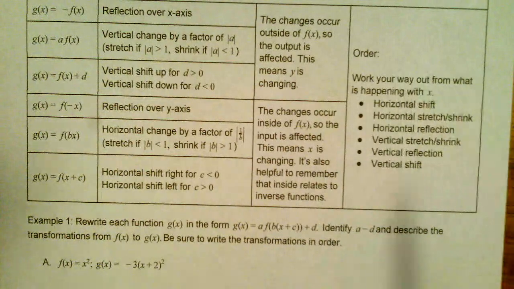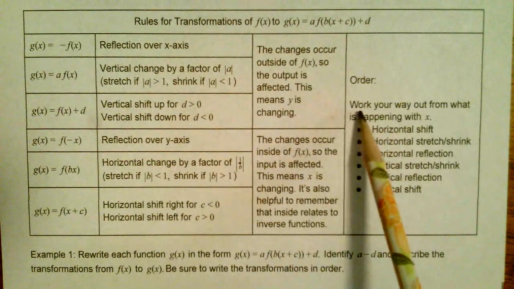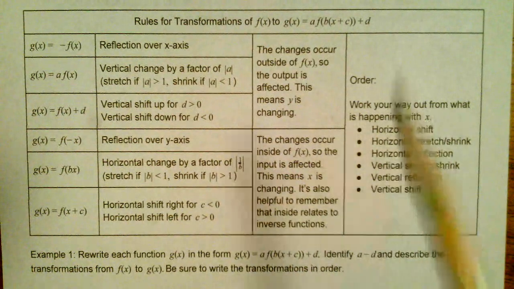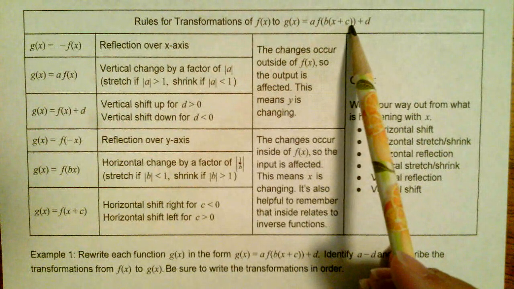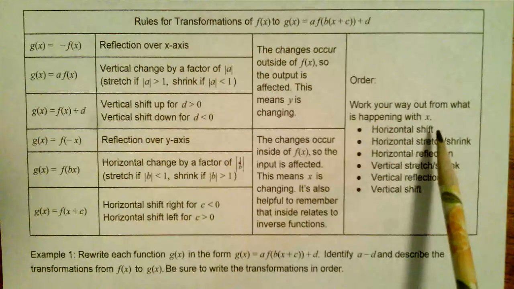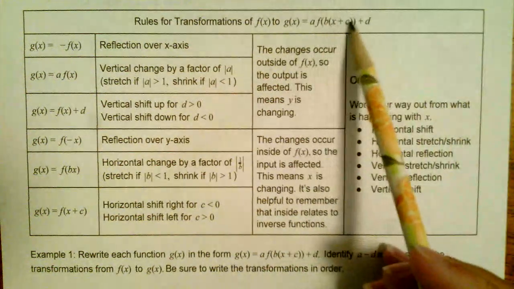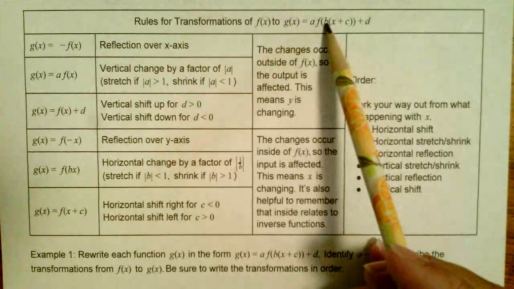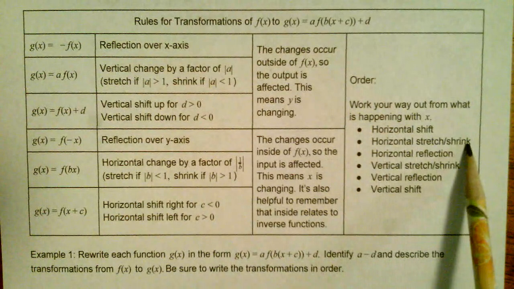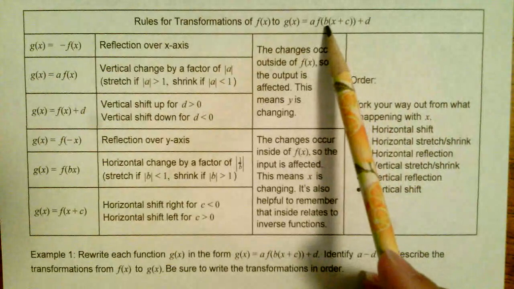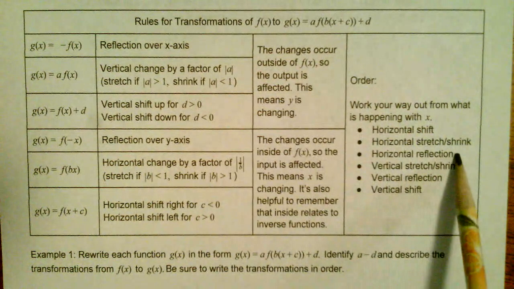The order of your transformations is important. I always think that I work my way out from what is happening with x. So here is x. My next thing closest to x is c. C deals with my horizontal shift. My next thing after I've taken care of c is b. B deals with my horizontal stretch or shrink. I'll also have to decide if it's negative, I'm going to deal with a horizontal reflection.